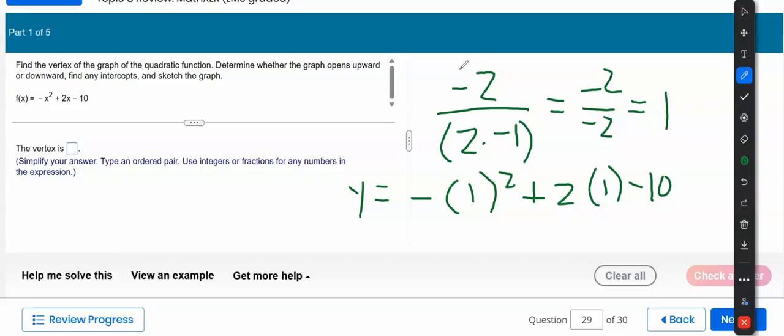Oh wait, I only found one part. You have to find the first part of the vertex, and then you have to plug it in to find the second part of the vertex. Did you do the opposite of b over 2a? Yeah, I got 1 for that. Okay, good. So now we know the first part. Now find the second part.